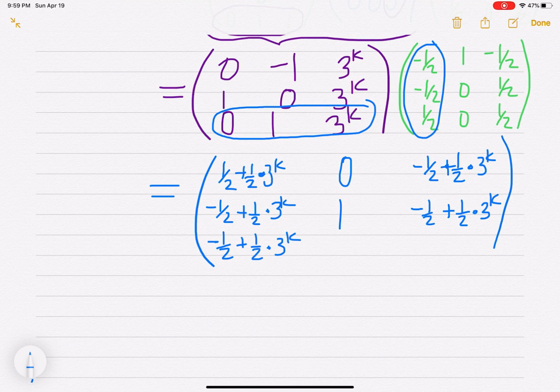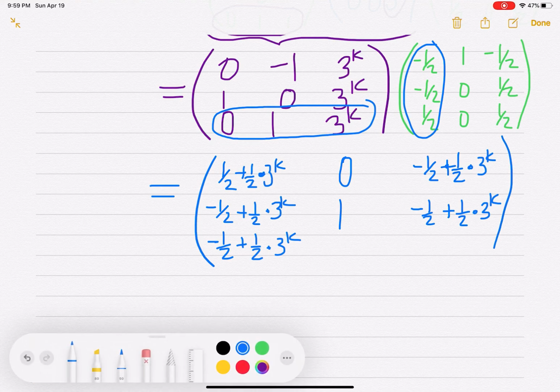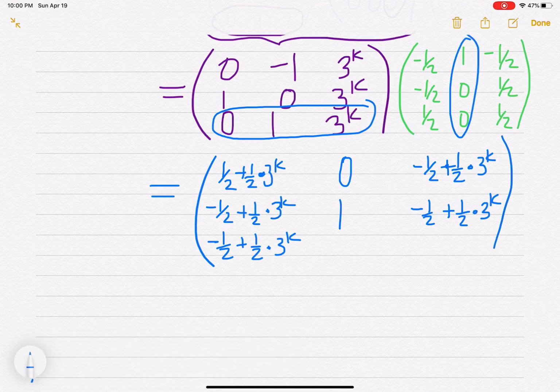All right, so now we're going on to the, what is it called? Third row, second column. There it goes. Okay, dot product. 0 times 1 is 0. 1 times 0 is 0. 3 to the k times 0 is 0. We got another 0. Yay.